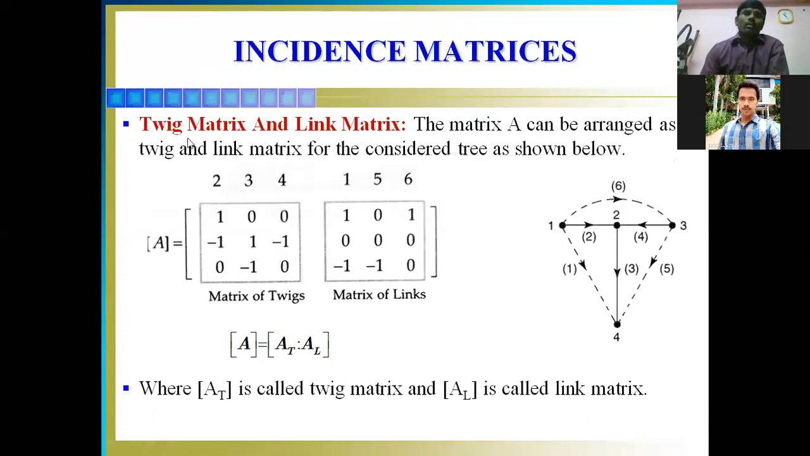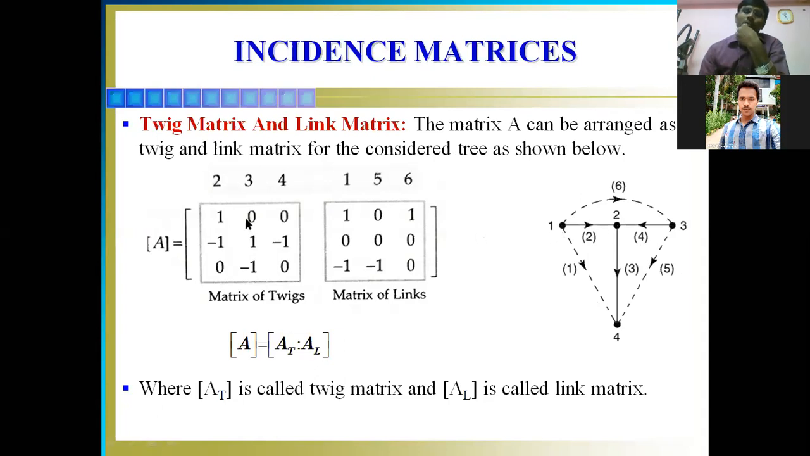Now, the twig matrix and link matrix. Suppose you separate this incidence matrix with respect to twigs and links. Suppose for this particular tree, I considered 2, 3, 4 as the twigs and the remaining 3 as the links. Twigs means branches of the tree. Links means branches of the co-tree.